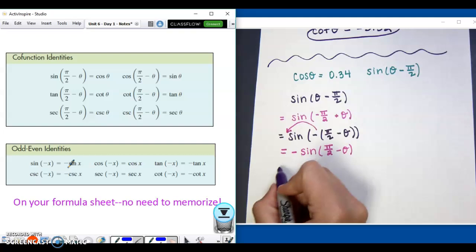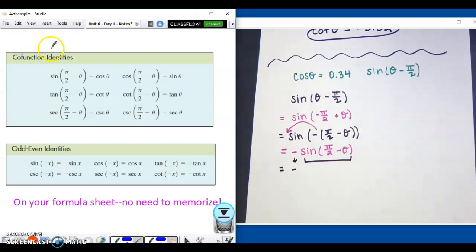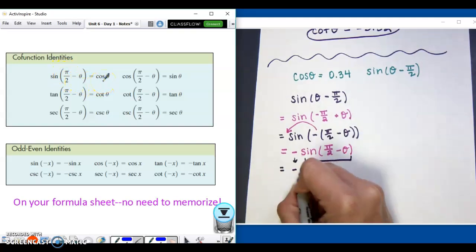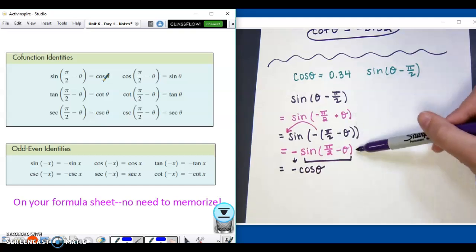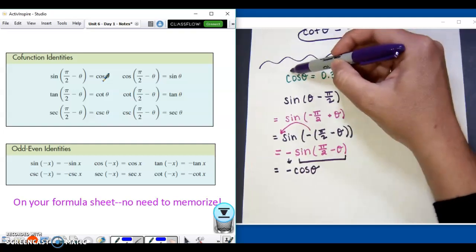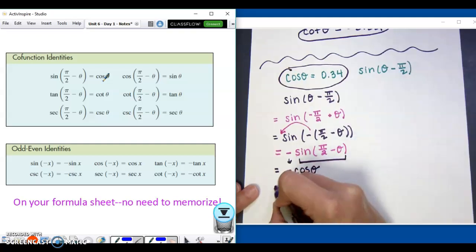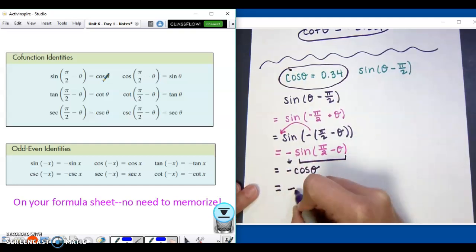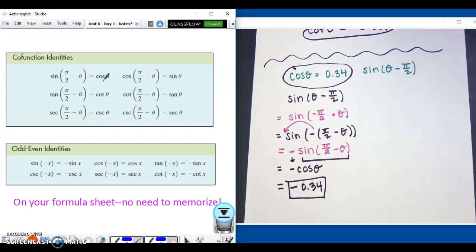So I'm going to keep this negative, and now looking at the formula, it says sine of pi over 2 minus theta is equal to cosine theta. So all of these things were equivalent to each other. We're just writing them in a different way. Now, if we go back to the top, it tells us cosine theta is 0.34. Well, this is negative cosine theta, so we know this has to be equal to negative 0.34. And that would be our final answer for that part.